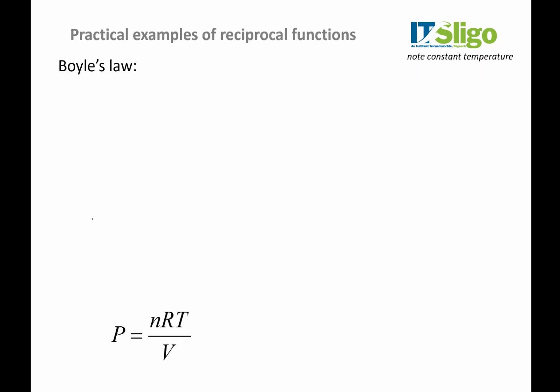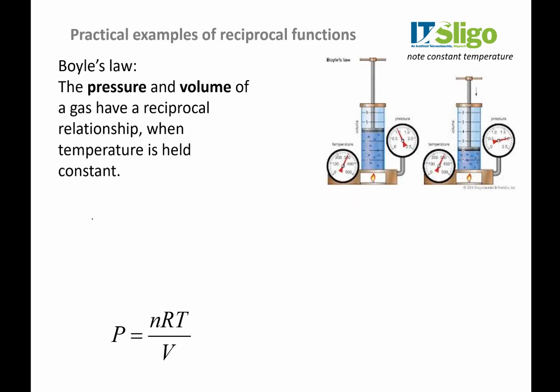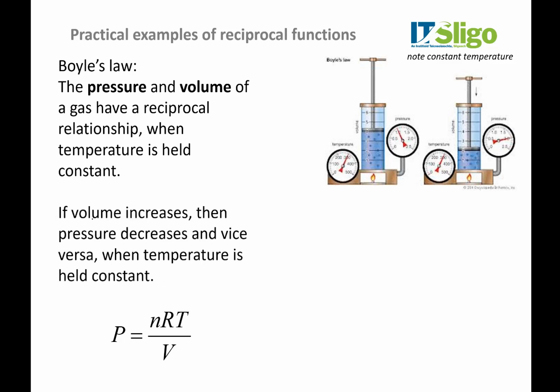So we just take a look at a few examples of Boyle's law, of reciprocal functions, practical examples. Boyle's law, we talked briefly about this in the last lecture. So if the volume increases, then the pressure decreases and vice versa. The one thing though is the temperature has to be held constant. So we can see here that as the experiment goes on, the temperature is held constant. And there's various apparatuses that you can use.